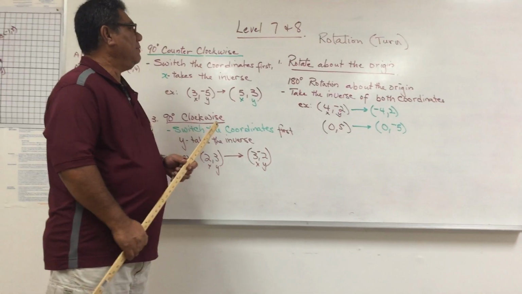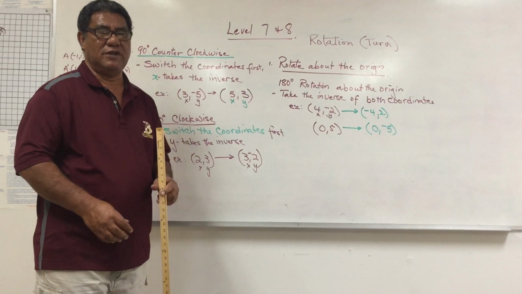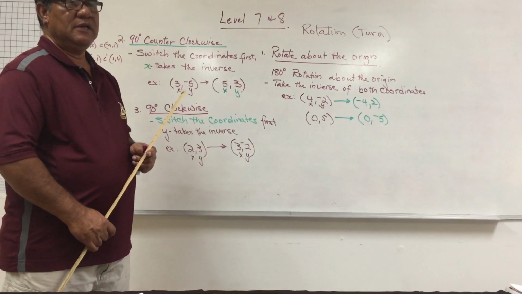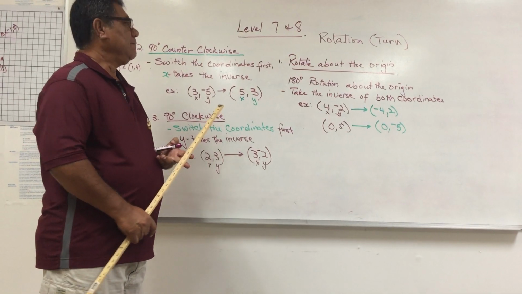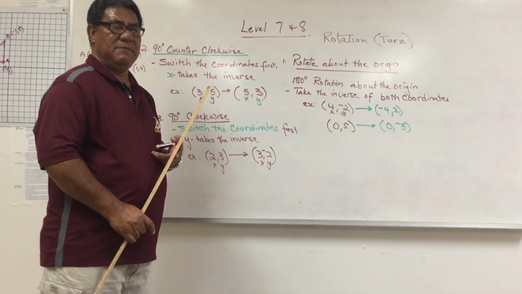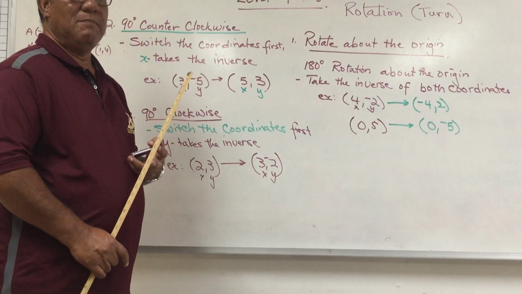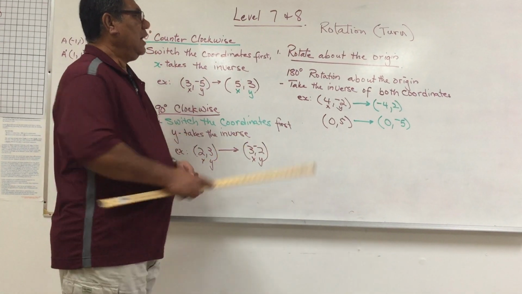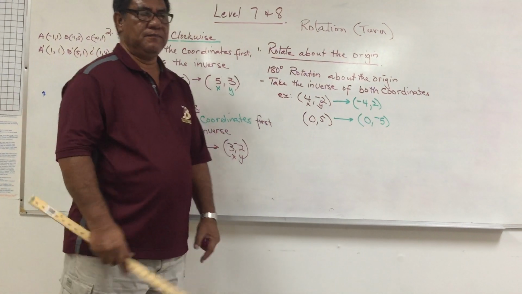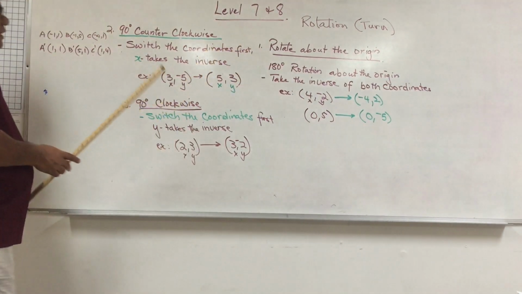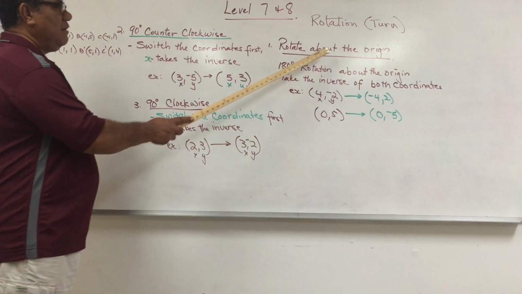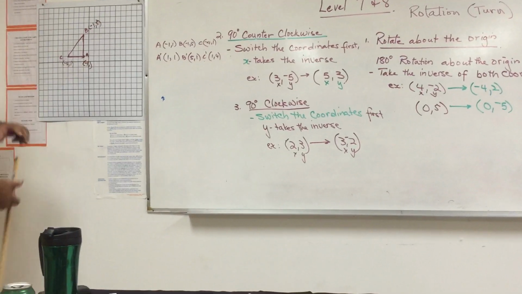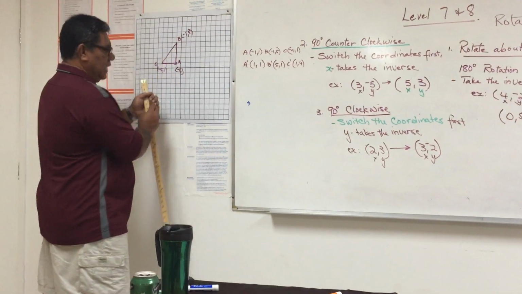Okay, this is the level 7 and 8 transformation, the second transformation other than the reflection. It seems like a reflection, but this is the rotation. A rotation is a turn, a turn about the point of the origin.